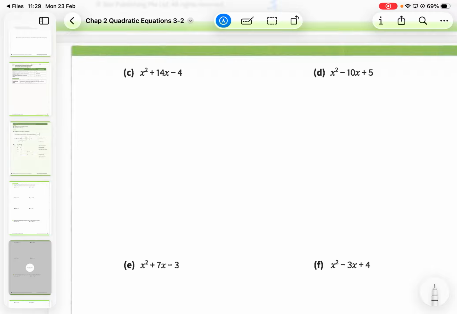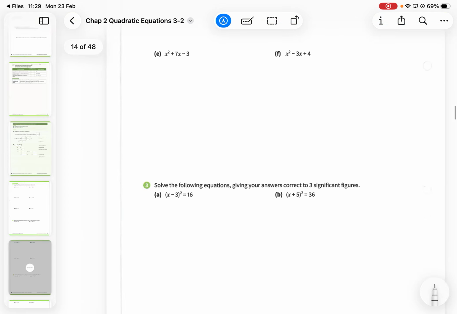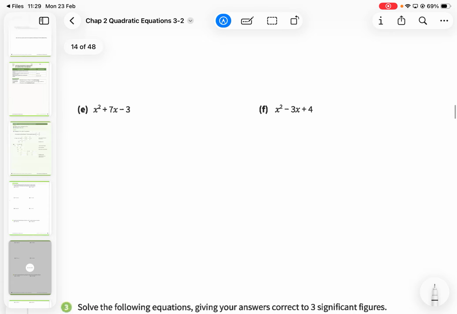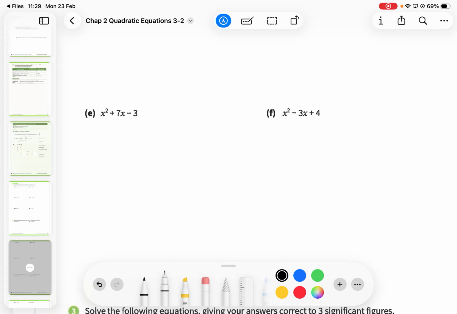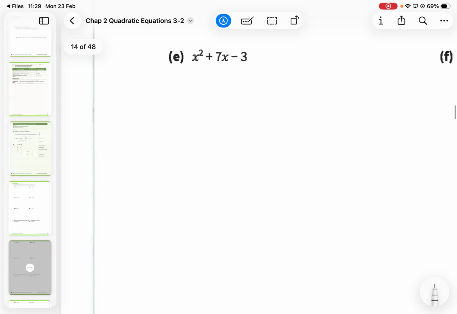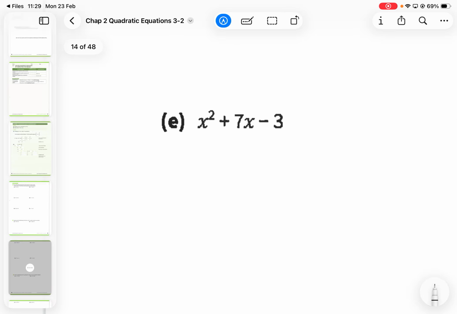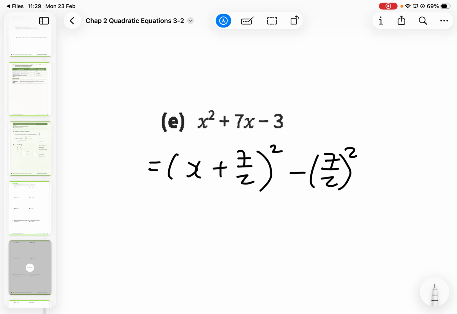We do 2 more, I do the E and F. Then you all do C and D. Okay? So I don't care. Every time I see this, I want to complete the square. I straight away write equal. I put my X. Then I take my 7 divide by 2. Then because of this 7 over 2, I must minus back the square of 7 over 2. Then my minus 3 still put behind. Then I simplify. That is the answer already.